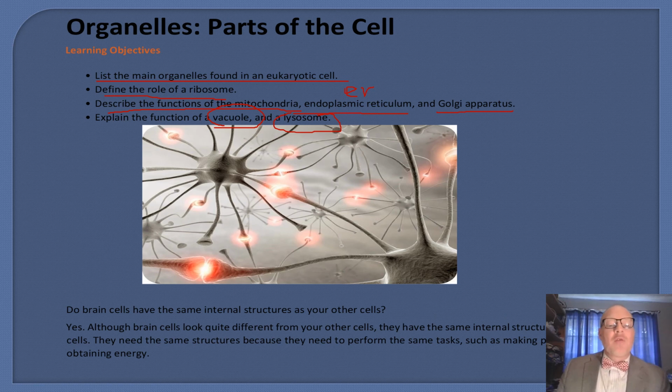So it says down here, do brains have the same internal structures as your other cells? Yes, although brain cells look quite different from your other cells, they do have the same internal structure as your other cells. They need the same structures because they need to perform the same tasks, such as making food and obtaining energy.